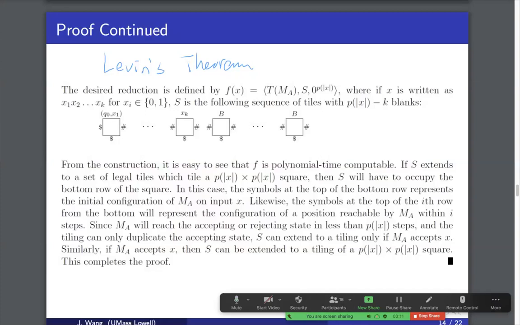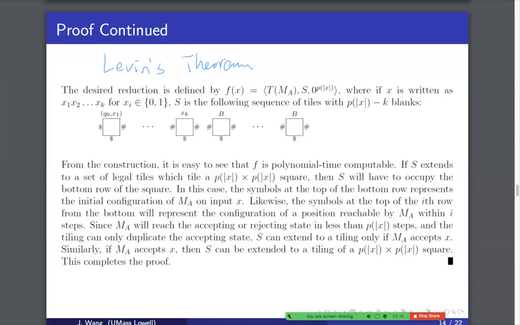So in particular, we know that these tiles can be used to simulate a computation history of this given Turing machine. And in particular, we have tiles. Now let's say this is P, which is P of length of X. So this P is a polynomial which is strictly greater than the polynomial time bound of the Turing machine.